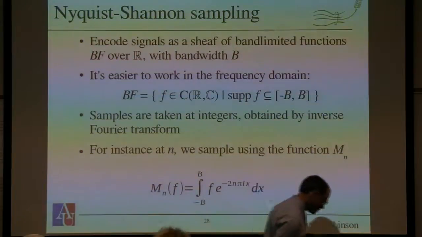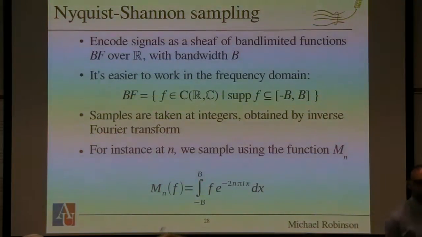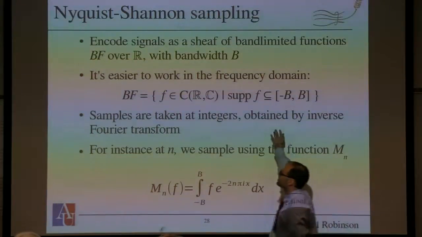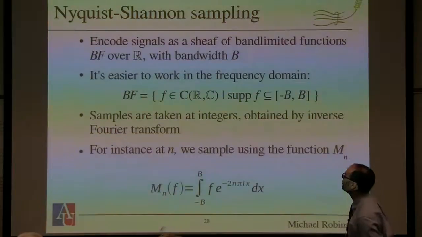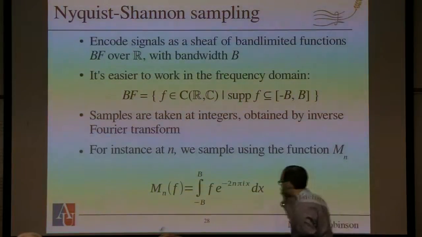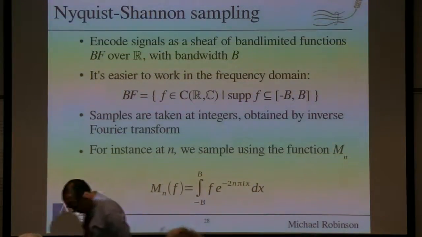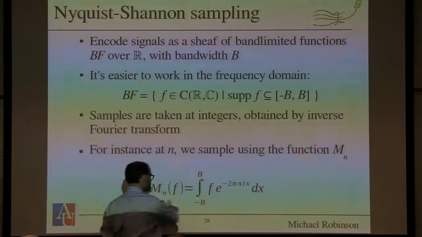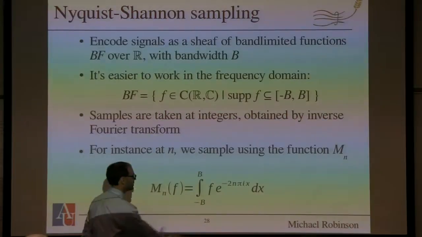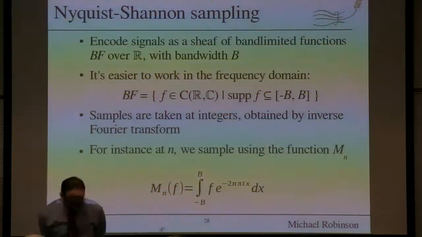In essence, what you do is you build, instead of a sheaf of continuous functions, a sheaf of band-limited functions, where essentially we just ask for these band-limited functions to be in the middle. That's the sheaf we're going to sample. And then we sample by way of an inverse Fourier transform. Standard way to do that. Sampling here at the integer n using the inverse Fourier transform. Notice I've got a band limit there.